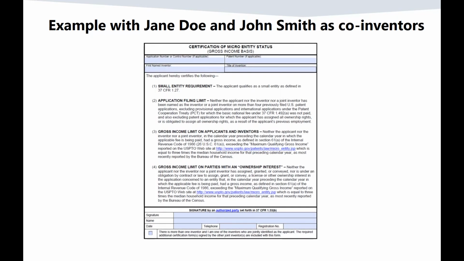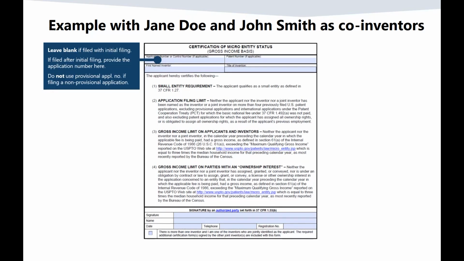To show you how to fill out the microentity status form, we're going to go through an example in which Jane Doe and John Smith are co-inventors and are filing the form with their initial filing. Along the way, we will talk about common mistakes so that you can avoid them. Since the form is being filed with the initial filing, there is no application number yet, and the application number box is being left blank. If the form were to be filed after the initial filing, the application number would be put here. A common mistake to avoid is putting the provisional application number in this blank when filing a non-provisional application. As will be mentioned many times throughout this video, it is okay to leave boxes that do not apply blank.